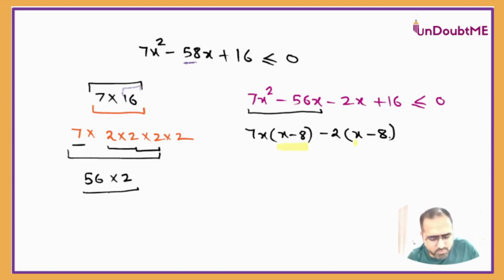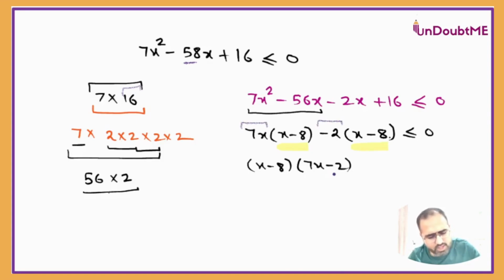This is a very important checkpoint for factorizing a quadratic, that these two brackets should have the same values. If they are not the same, it means we have done something wrong. They are the same, so I can move on. So x minus 8 taken common, 7x minus 2 will be the leftover terms. So (x minus 8) times (7x minus 2) will be less than or equal to 0.